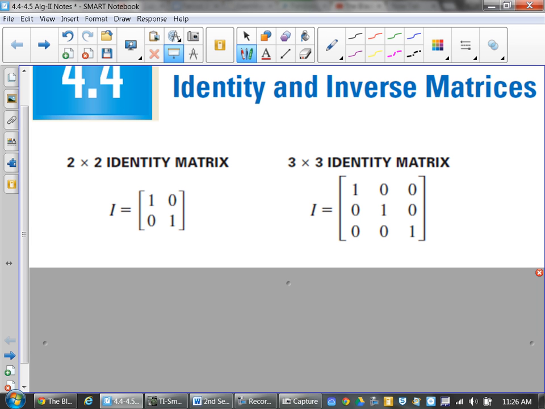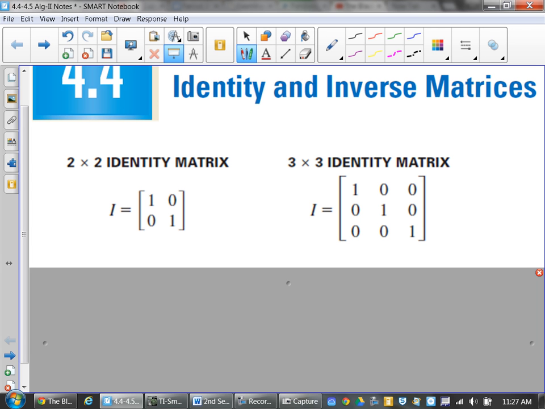For example, they use a capital letter I for identity. The identity matrix is just ones on the diagonal. You will use those when you take an upper level algebra class in college. If you go into engineering and stuff like that, you start to see the importance of these things.